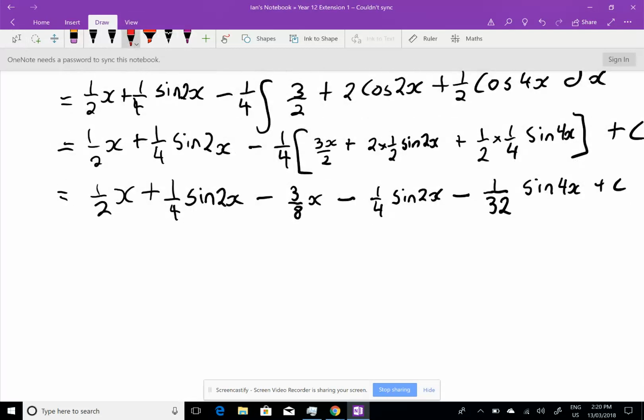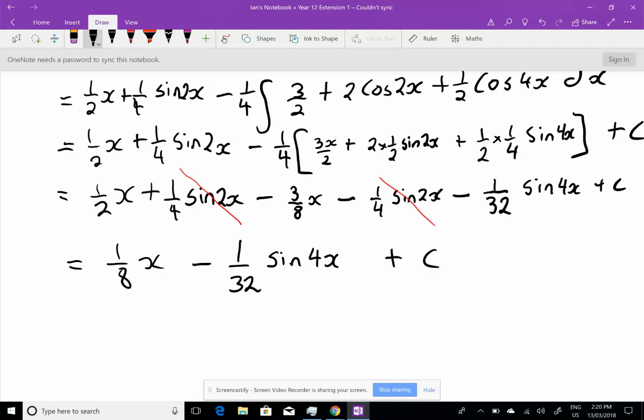Now look at this. I've got plus a quarter and minus a quarter, they're going to go. And I've got a half minus 3/8. Well, that's 4/8. A half is 4/8 minus 3/8. So I'm going to get 1/8 x minus 1/32 sine 4x plus some big constant. And I'm pretty sure that's the answer in the back of the book.